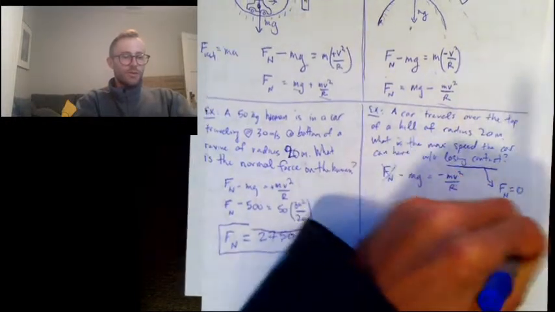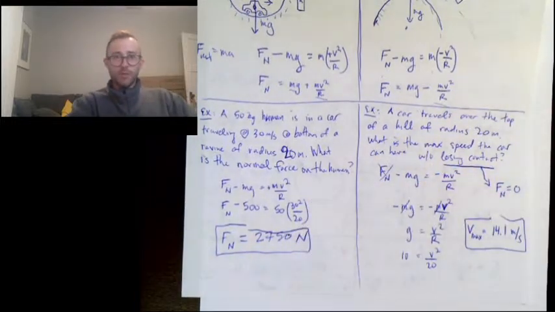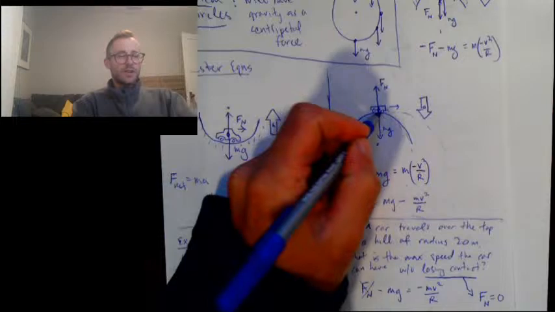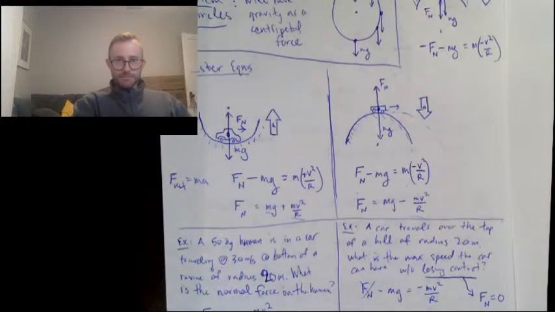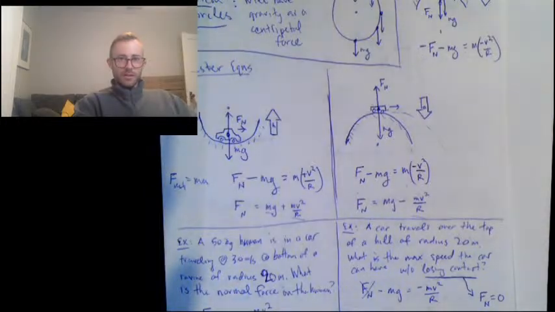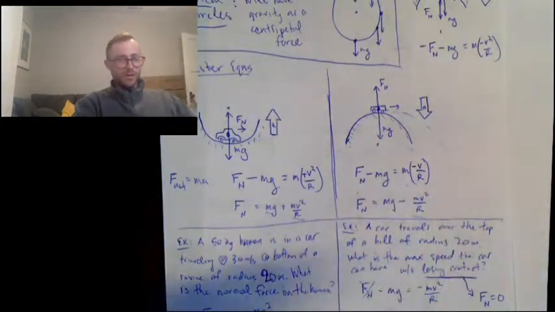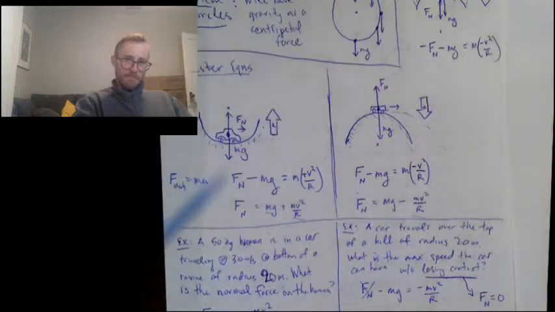So if the car is driving at 20 meters per second and it goes over the top of this hill, it's going to actually go flying through the air. If the car is traveling at 13 meters per second, it's not going to lose contact, and it'll actually stay on the hill. All right? So that is my lesson for today.